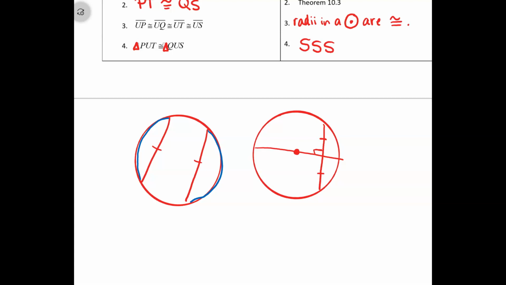Now, that was 10.4. 10.5 says if the diameter is perpendicular, then these two will automatically happen. It's going to bisect the chord and these arcs. That was 10.5. And then the last one we talked about was 10.6. 10.6 says if the two chords, so like here and here, are congruent, then they are equidistant from the center, so you can mark those. So everything in the lesson only deals with properties of chords.